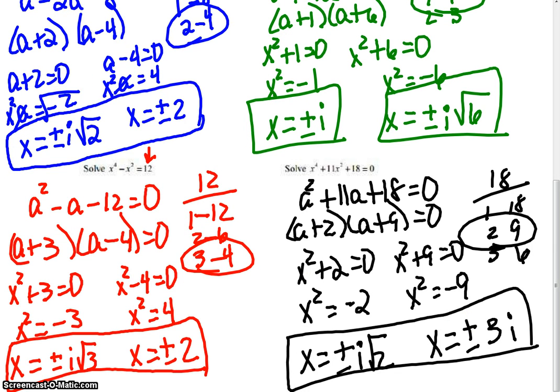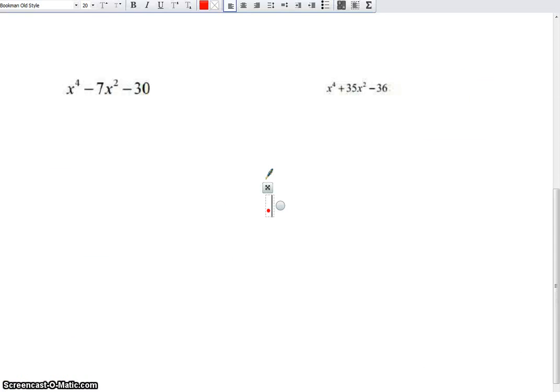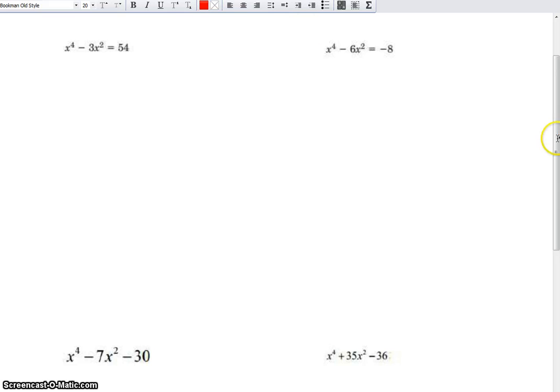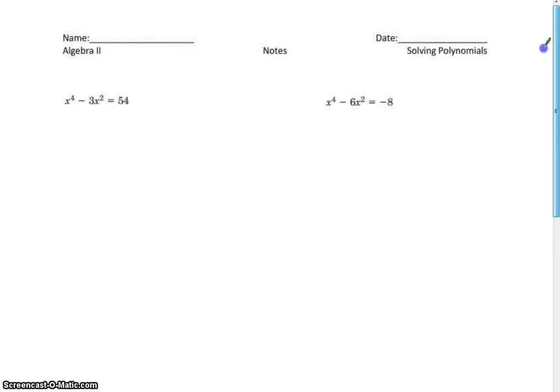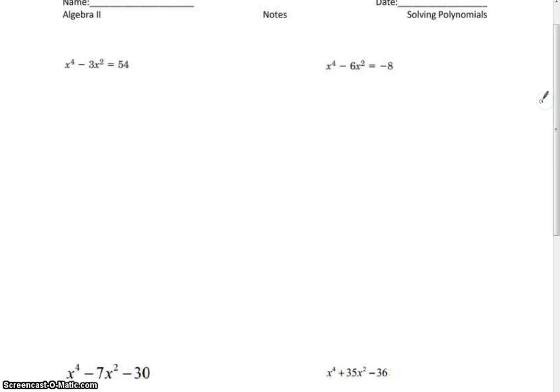Going to the back. We are going to have to replace with the a and move the 54. So a squared minus 3a minus 54 equals 0.